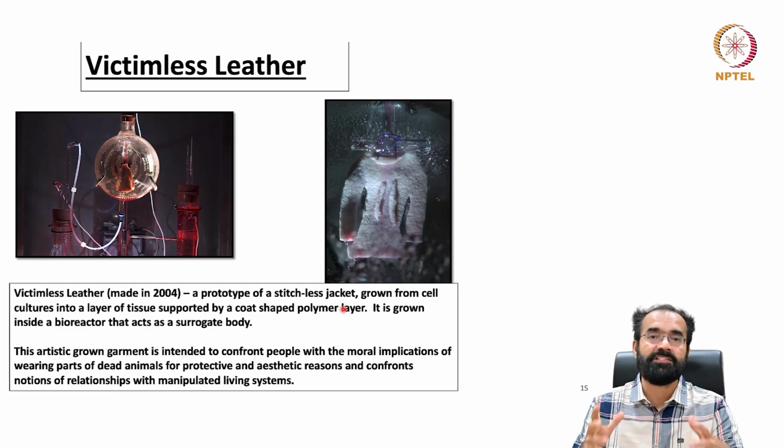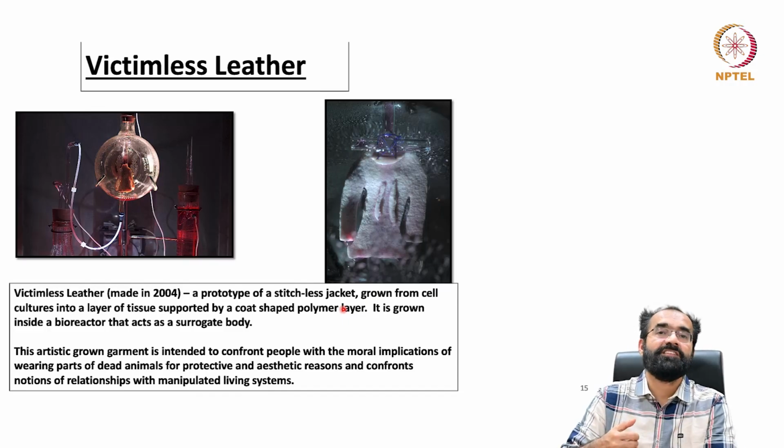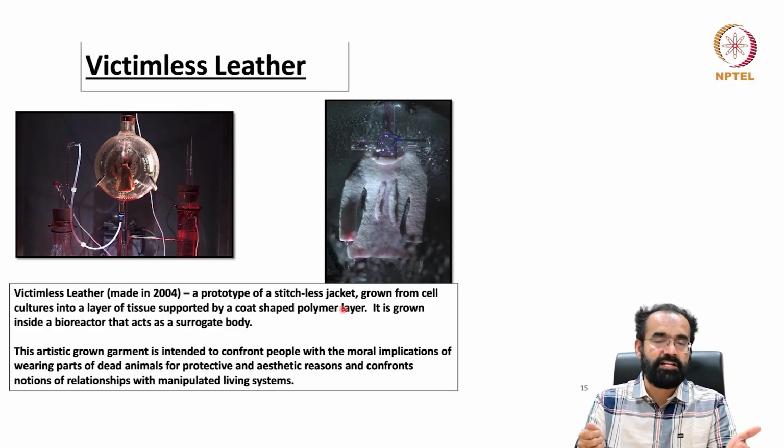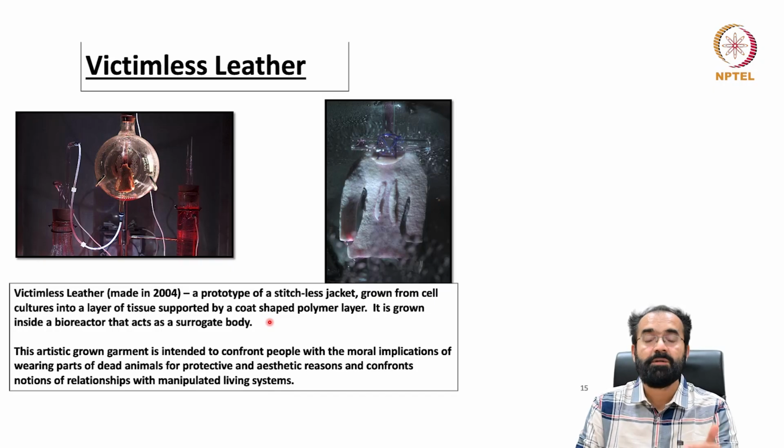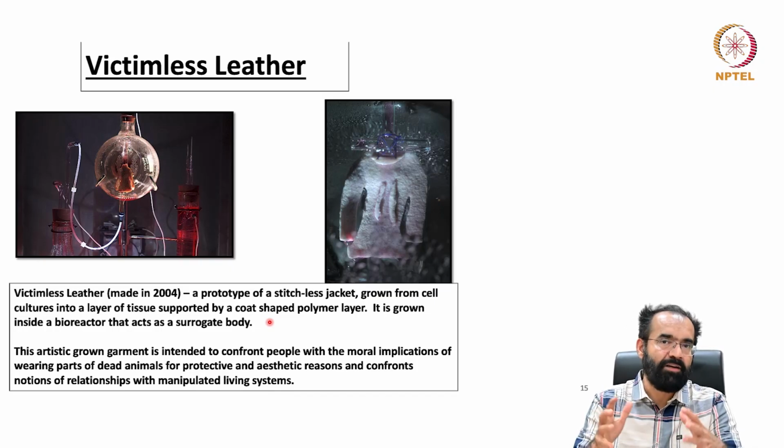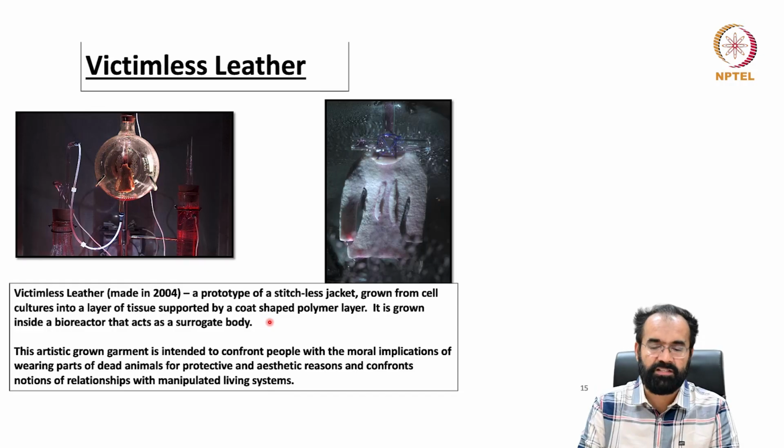The good thing is, if you can culture cells then you will not have any stitches, because normally for any leather jacket, you make pieces and you stitch them. You don't have to stitch it. It will be stitchless leather, grown from cell culture into a layer of tissue supported by a coat-shaped polymer layer. The scaffold is in the shape of a coat, and in that you allow the cells to grow. It is grown inside a bioreactor that acts as a surrogate body. As you can see here, medium is given, every condition is maintained, and you end up getting this jacket, as you can see here.